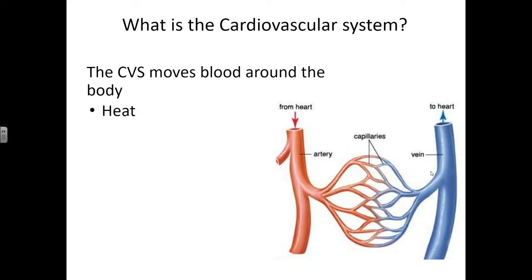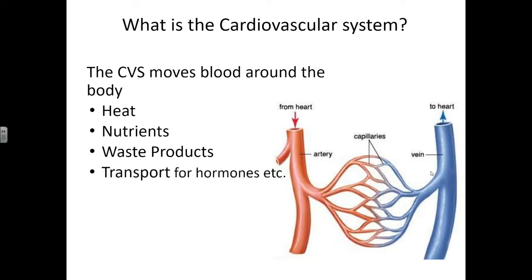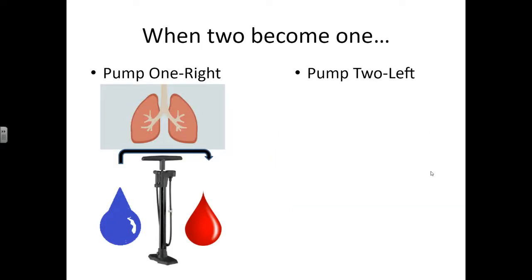The cardiovascular system, CVS, moves blood around the body. This is important for heat, so your body spreads heat through the blood. It spreads nutrition out to the central organs and the extremities. It removes waste products through the blood, and it transports hormones. In National 5, we talked about hormonal transport and how it works, and we looked at menstrual cycle hormones and the male hormones. We'll go on to look at things like insulin later on in the course.